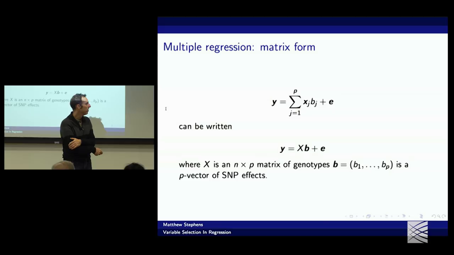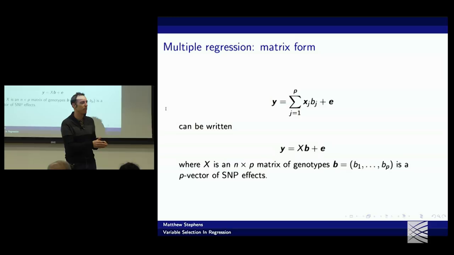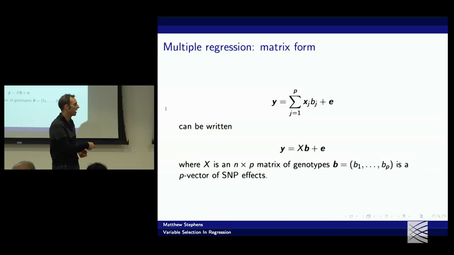So X now is a matrix, sometimes called the design matrix in a regression context, and each column of X is the genotype for a single SNP. Later we'll be looking at regions of, say, 1,000 SNPs. You could look at the whole genome, but that gets harder and harder. So let's focus on a region, maybe a gene, with 1,000 SNPs near it. X is a matrix where the rows are the individuals and the columns are the SNPs, so there are 1,000 columns. And B is a vector with p elements, each being, in quotes, the causal effect of that SNP.